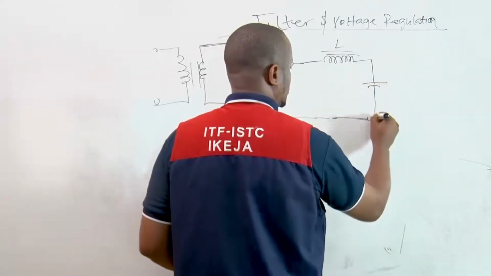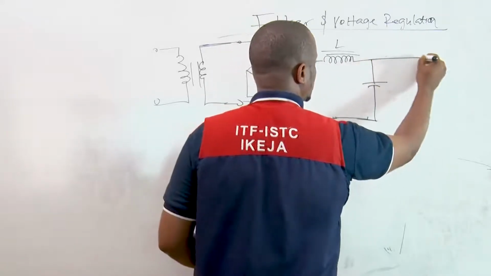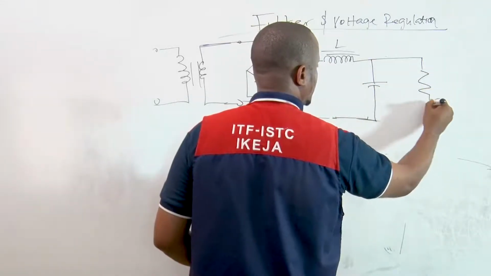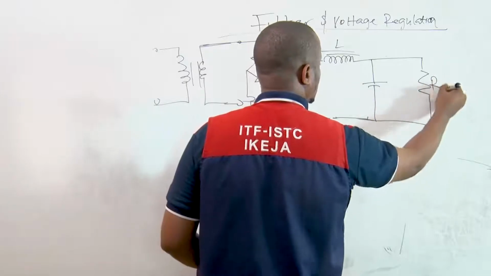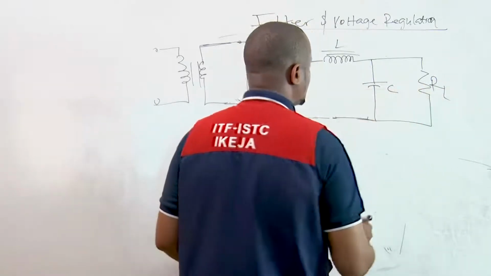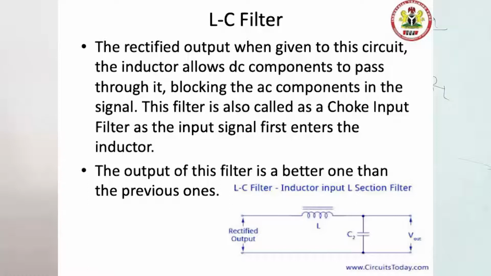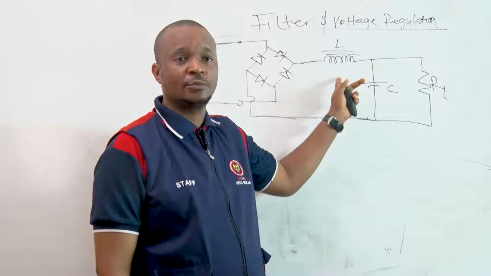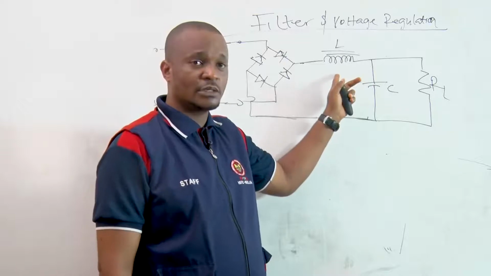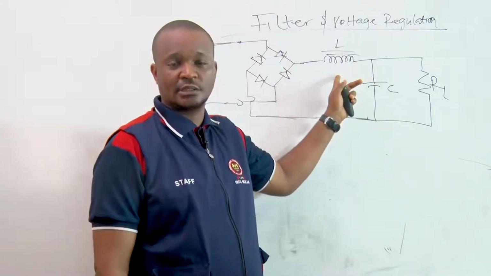So the LC will be combining both, which is the inductor and the capacitor connected in shunt before we have the load, which is this. So we have the capacitor here. So you can see this is the LC filter. So this rectifier output, when given to this circuit, the inductor will also allow DC components to pass through, blocking the AC components in the signal.